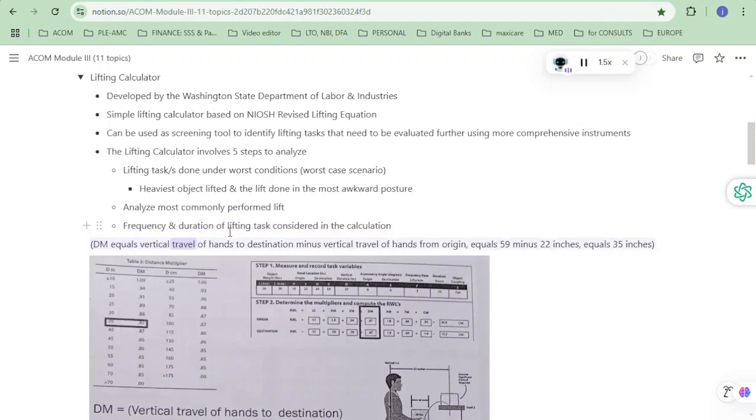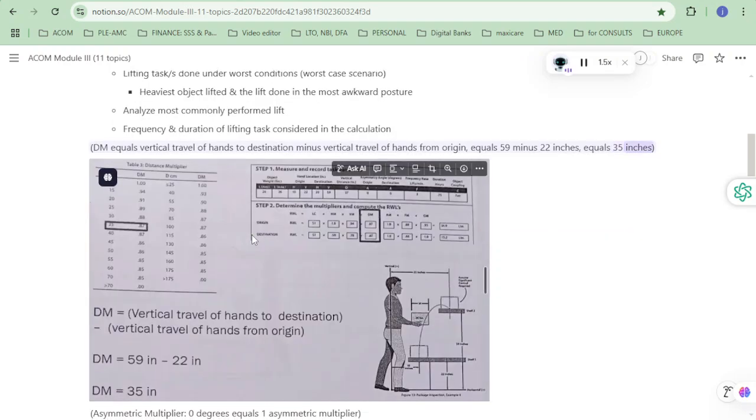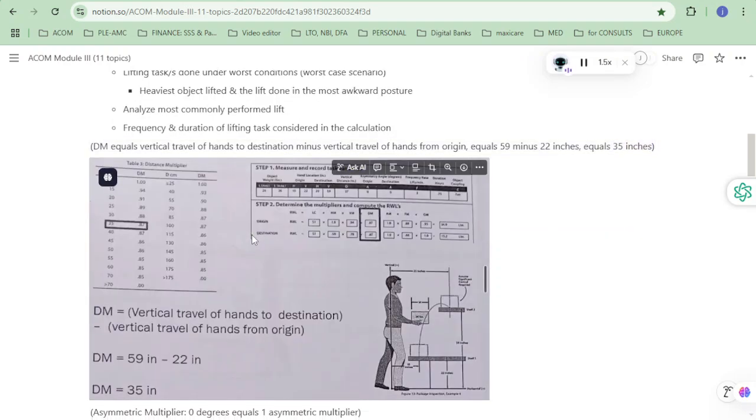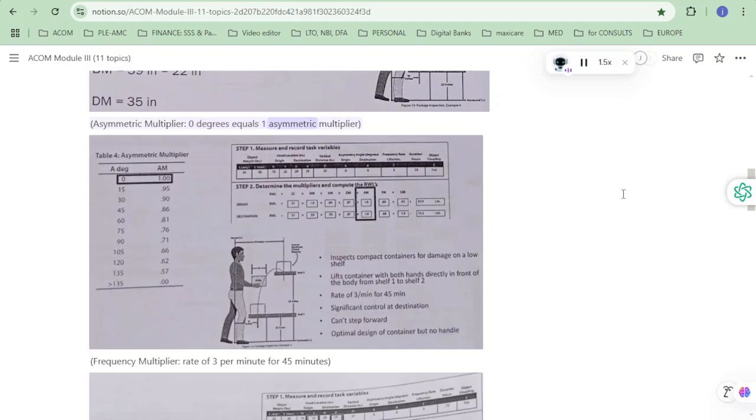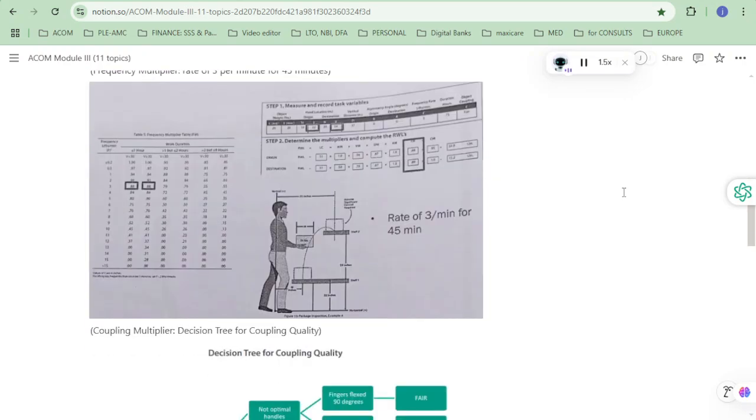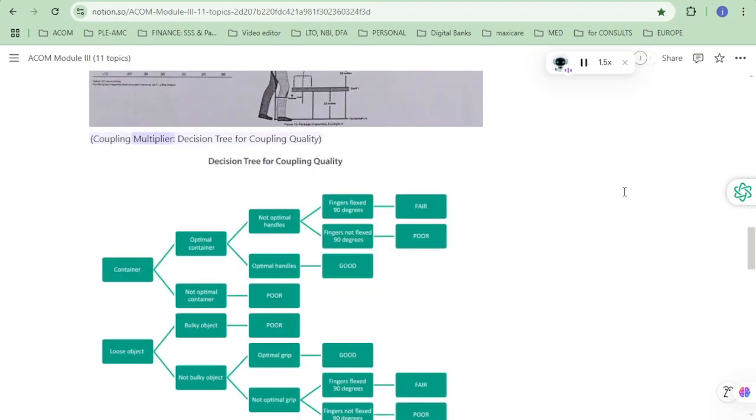DM equals vertical travel of hands to destination minus vertical travel of hands from origin, equals 59 minus 22 inches, equals 35 inches. Asymmetric multiplier, 0 degrees equals 1 asymmetric multiplier. Frequency multiplier, rate of 3 per minute for 45 minutes. Coupling multiplier, decision tree for coupling quality.